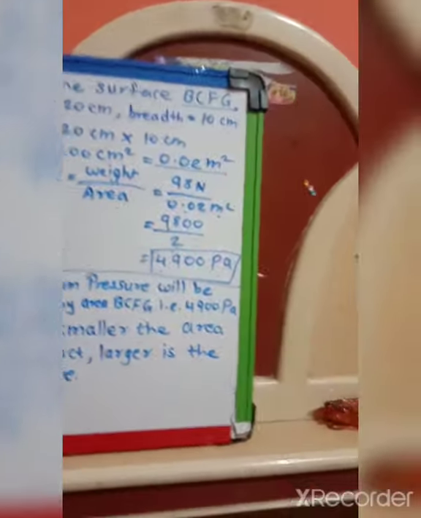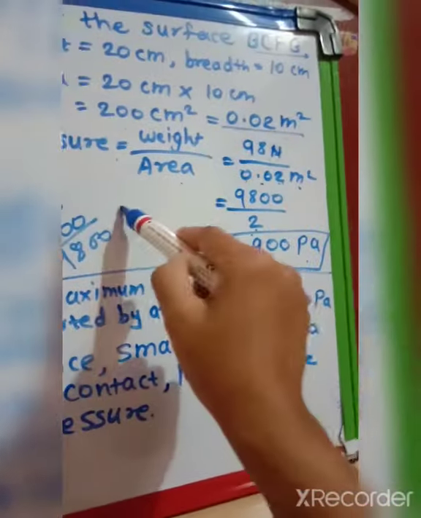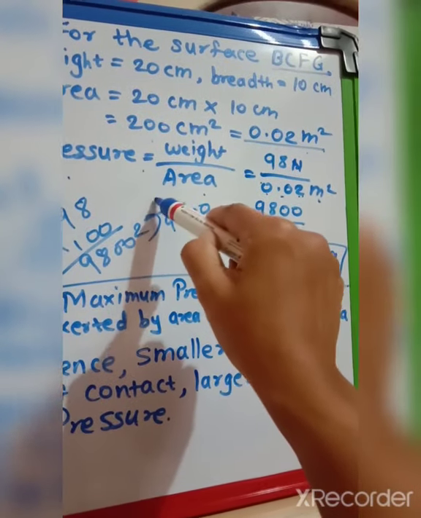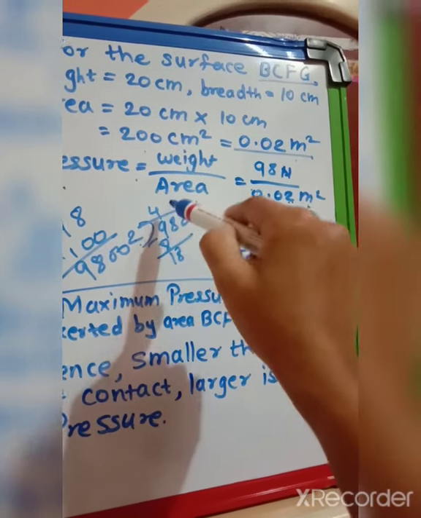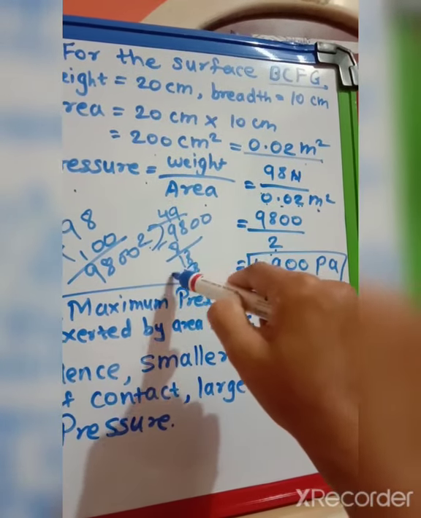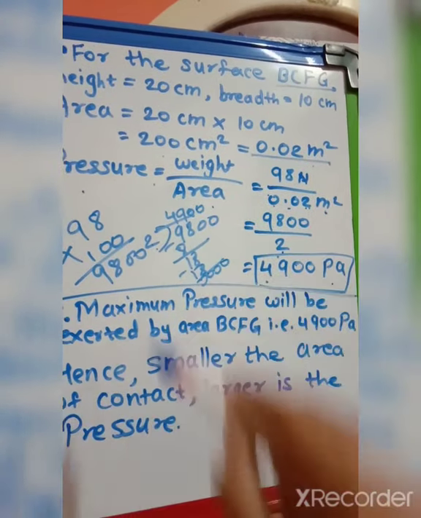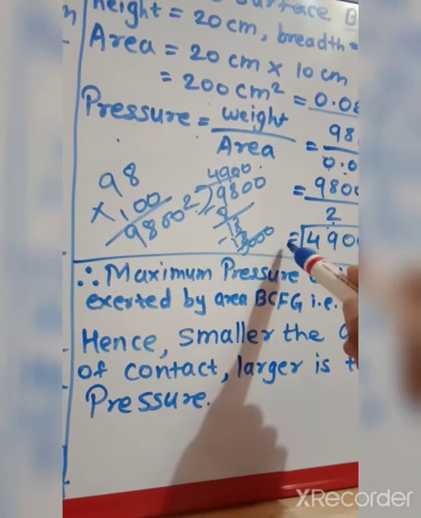It is also a very easy calculation. You just divide 9800 by 2. See, 2 4s are 8, 9 minus 8 is 1, 18, 2 9s are 18, 0 0. Now these 2 zeros will come over here. Okay, so that will become 4900 Pascal.